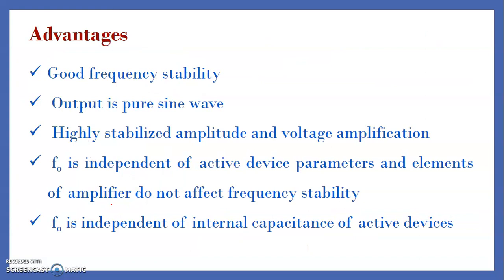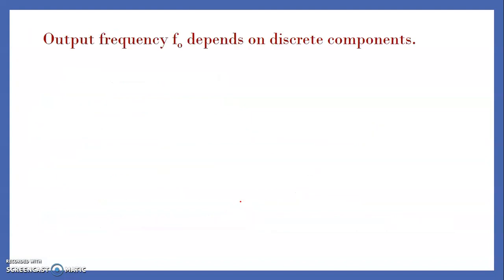These are a few advantages of the Wien bridge oscillator. It produces fantastic frequency stability. When compared to the RC phase shift oscillator, it can produce a pure sine wave with stabilized amplitude. Moreover, the frequency does not get affected. The only limitation of the Wien bridge is that the frequency of oscillation depends upon the discrete components, that is, R1, R2, C1, C2. Even if one value is not up to the mark, we cannot obtain the desired frequency of oscillation. That is the only disadvantage of our Wien bridge oscillator.